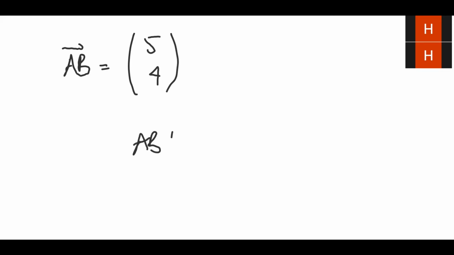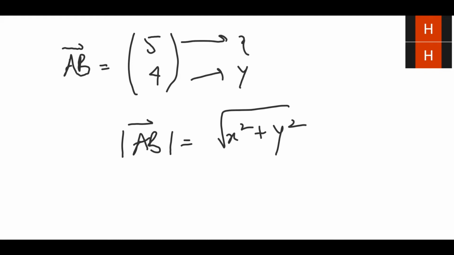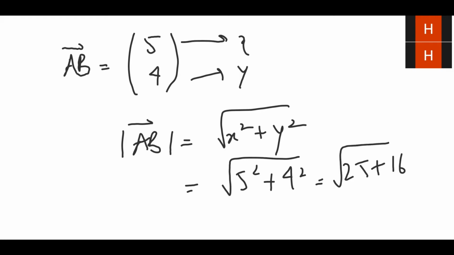To find the magnitude of the direction vector, we know that our direction vector AB had coordinates, which we found out to be 5 and 4. So the formula for the magnitude of any vector is under root x square plus y square, and these are our x and y coordinates, which we already know. So we'll put in the coordinates and get 5 square plus 4 square, which gives us 25 plus 16 under root. So solving this, we'll get the magnitude of the direction vector.